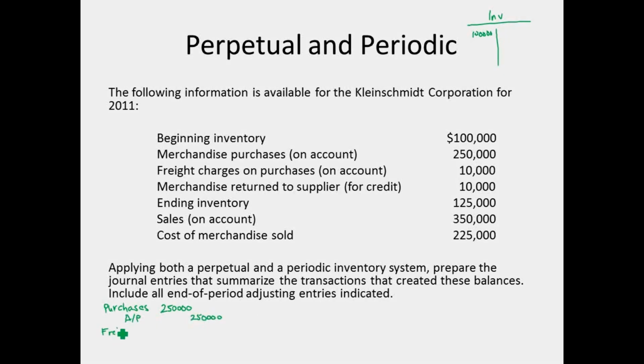We have freight in 10, accounts payable 10. So again, all of these things have to go into inventory eventually. It's just we're being a little bit more specific about where they're coming from and what they are. Okay, and then I have merchandise returns.